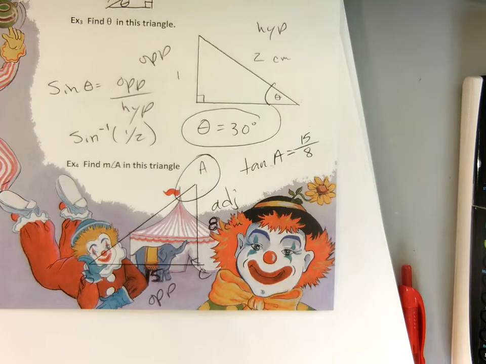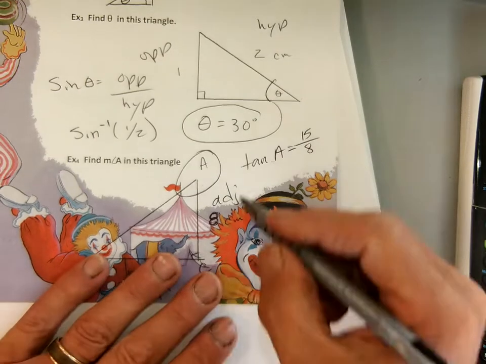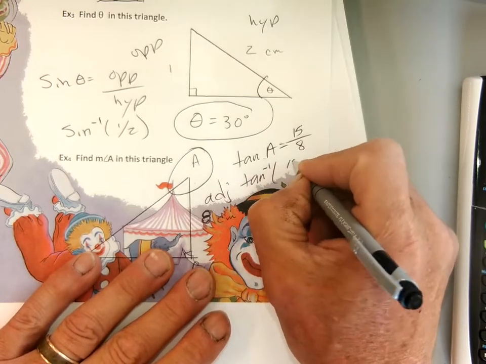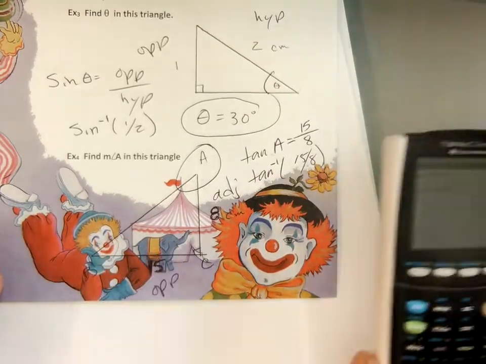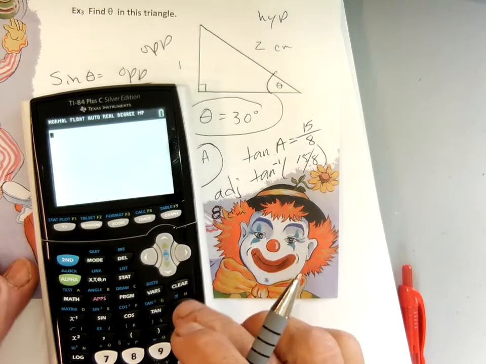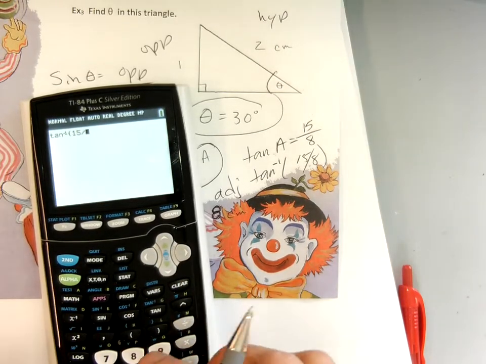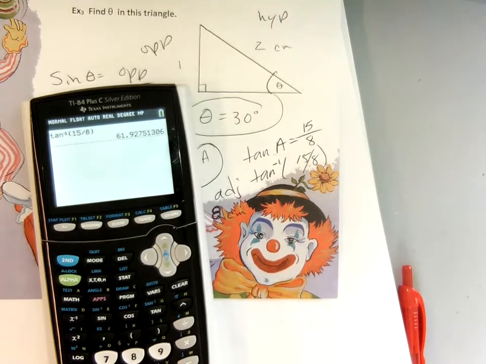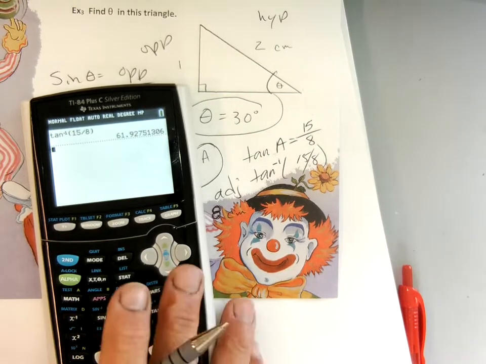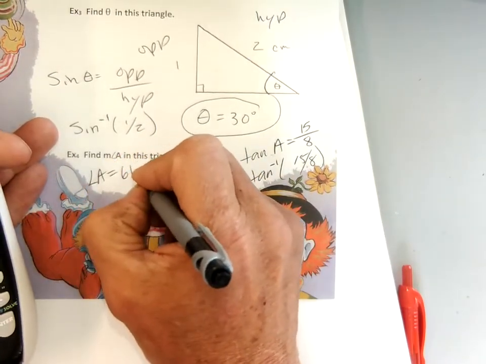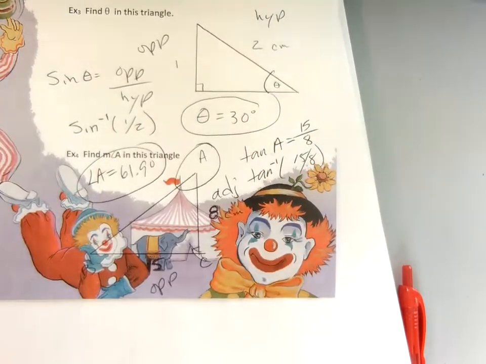Now, if we have to find the angle, what button must we push? The inverse. Let's see what we get. So I'm going to go inverse tangent of 15 divided by 8, and I get an answer of about 61.9 degrees. So angle A is about 61.9 degrees. What do you think? Not too hard?